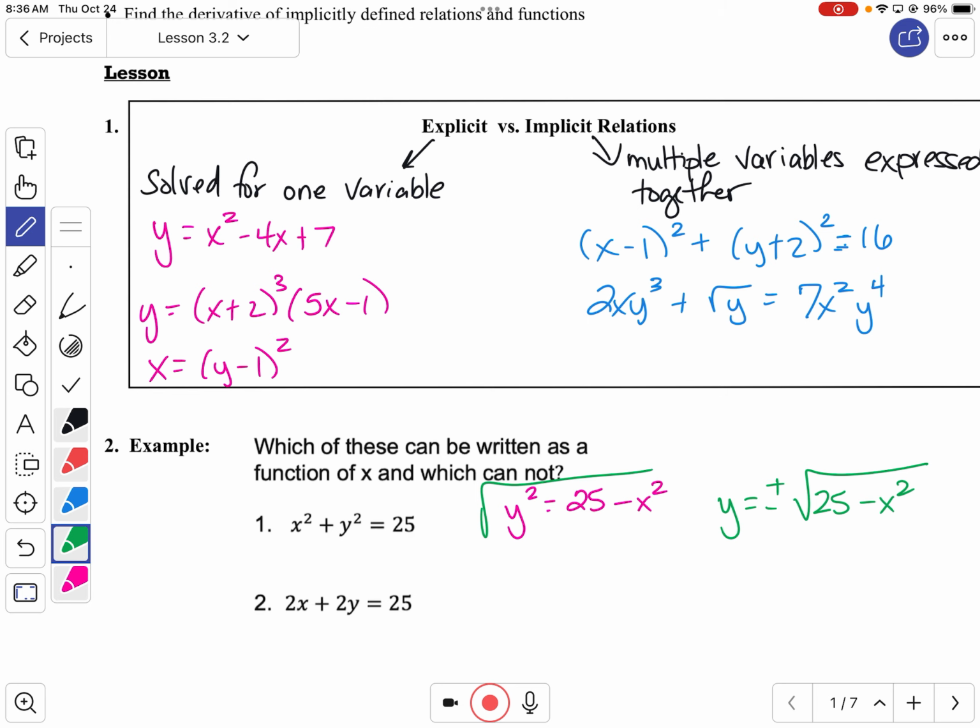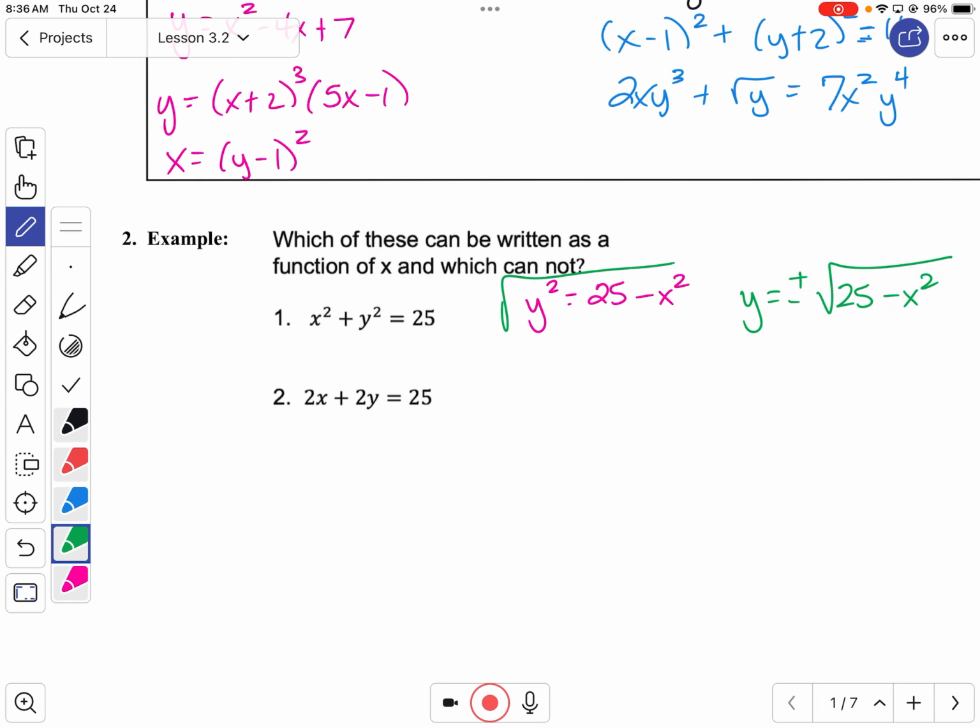And then what about this next one? Can we solve for y? Yeah, it's linear. We could solve for y. So we get 2y equals 25 minus 2x, or y equals 25 over 2 minus x. So those are both possible to be rewritten as a function of x. But let's look at some that are a little bit more complicated than those, and determine if we could rewrite those. So let's switch over to the next slide.